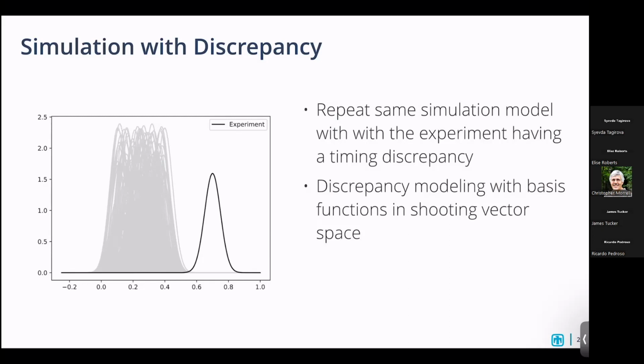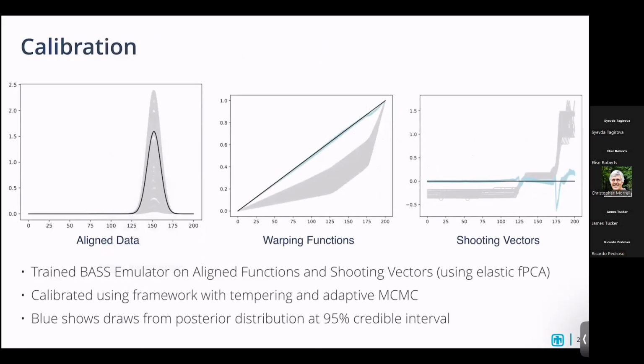We're going to actually handle discrepancy within the framework. So modeling delta, we're going to model the discrepancy using a set of basis functions in the shooting vector space. Since we know it's a temporal discrepancy in this case, we're going to apply some basis functions and model that discrepancy term delta in our tangent space. So same concept here. If we align the functions, the aligned data is on the left panel. The warping functions are in the middle panel, and you can see that the discrepancy is all in the warping function space. So we have a difference between the gray warping functions and the black curve, which can also be seen in the shooting vectors.